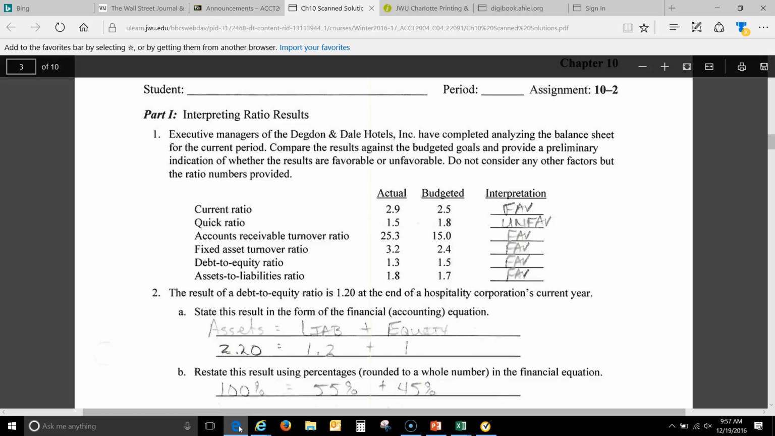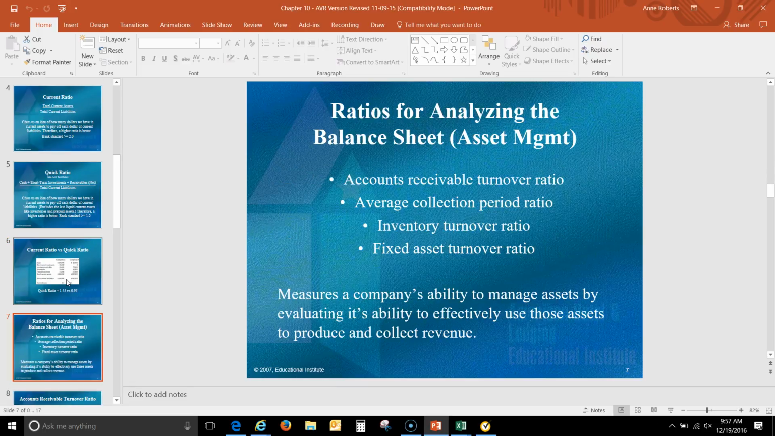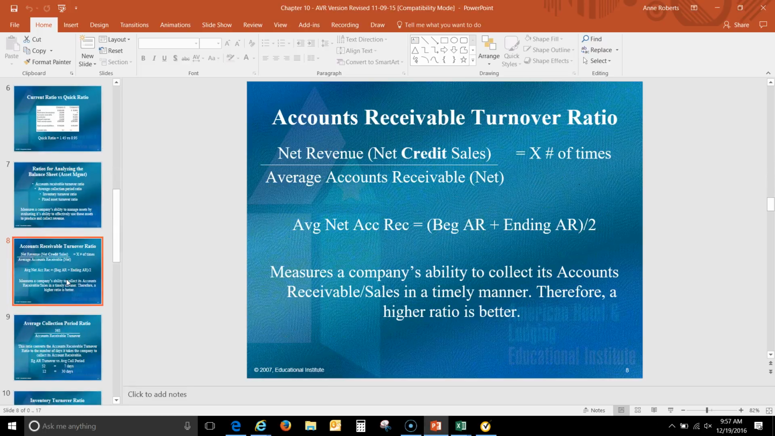All right, let's look at the next one. Accounts receivable turnover ratio. Isn't it favorable? Yeah, higher. Well, let's talk about it first. Accounts receivable turnover ratio. We're taking net revenues divided by average accounts receivable. So again, on this one, remember you need both balance sheet and income statement. Then it's going to give you the number of times during that period that we turned it over. So again, a higher ratio is better. So it's favorable.